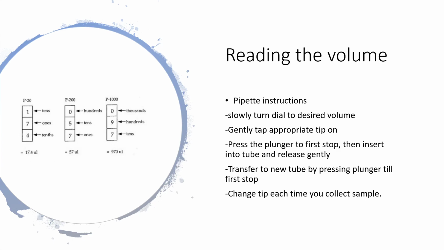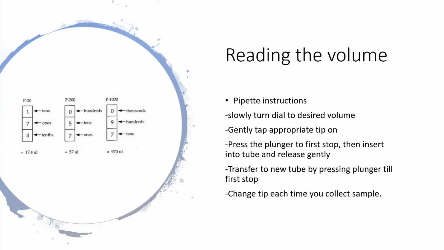So the decimal basically moves for each one of these. For the P20, the decimal is in between that second and third square on the bottom. And then for the P200, you have the same three squares, or rectangles, and then the top one is now going to be the hundreds, the middle one's going to be the tens, and the bottom square is going to be ones. So for that P200, we have a 0 on the top, and then a 5 and a 7. That's going to read 57 microliters.